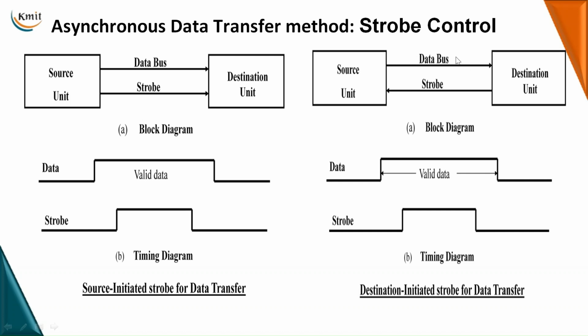This data must remain valid and remain on the bus as long as the destination unit has not accepted it. Whenever the destination unit accepts the data placed on the data bus by the source unit, the destination unit will disable the strobe signal so that the source unit will remove the data from the data bus. If you see the timing diagram, the destination will first send a strobe signal to the source unit so that the source unit will place valid data onto the data bus. So this is it.